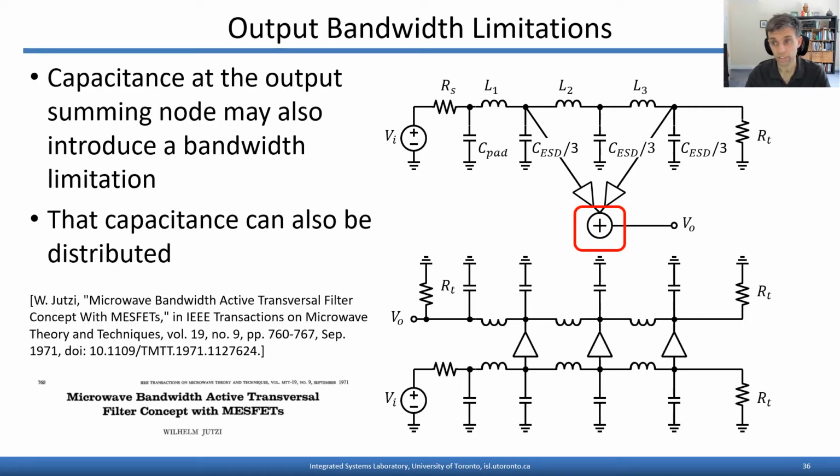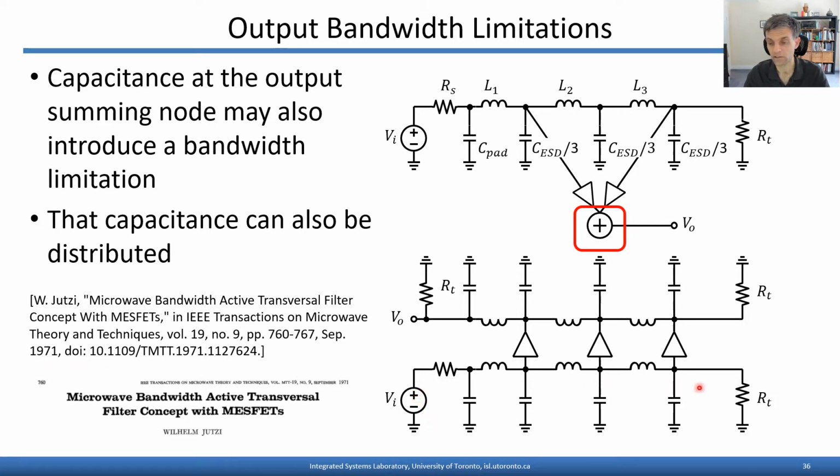So having used a trick like this to distribute the capacitances on the input side of the filter and alleviate any bandwidth limitations there, we may get a secondary bandwidth limitation now arising at this output summing node because many amplifiers are coming together all into one node. But it's been long known, and here's the original reference I found from 1971, in fact, that these output capacitances could also be distributed using a structure such as the one shown here in the bottom right.